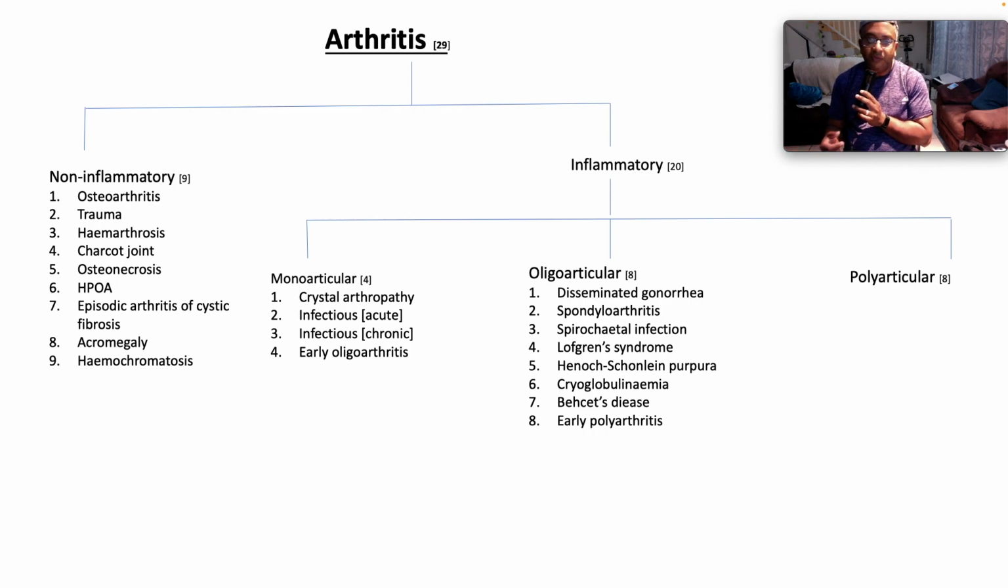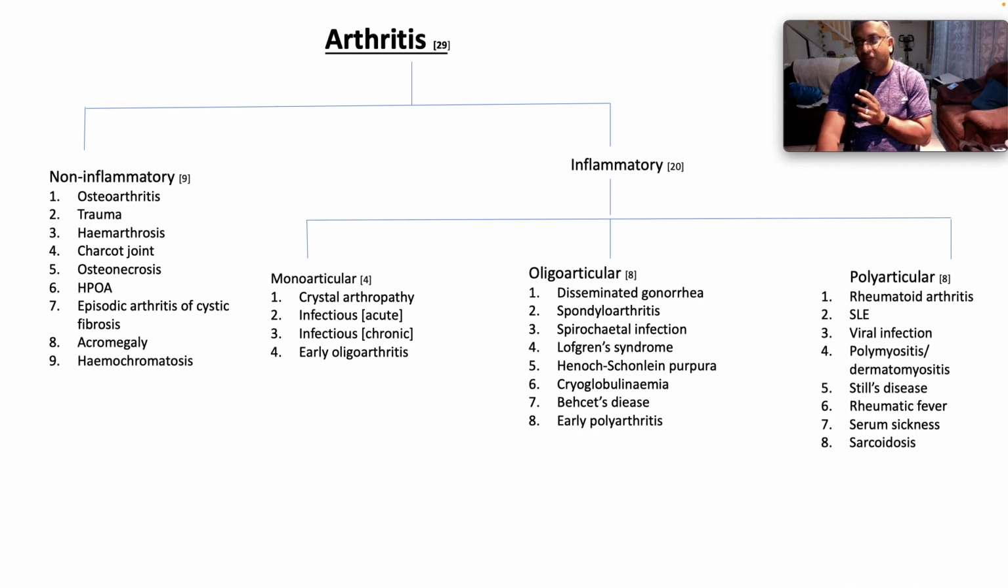Then oligoarticular, which involves, by definition, 2 to 4 joints. Here we're thinking disseminated gonorrhea, spondyloarthritides, right? That includes psoriatic arthritis, enteropathic arthritis, ankylosing spondylitis, and Reiter's syndrome, right? They all share an association with HLA-B27, the seronegative spondyloarthropathies. Then we get spirochetal infection, especially Lyme disease, Löfgren syndrome, which happens in the context of sarcoidosis with bilateral hilar adenopathy, peripheral arthritis, right? Henoch-Schönlein purpura, cryoglobulinemia, Behçet's disease, or oligoarticular could be an early manifestation of polyarthritis.